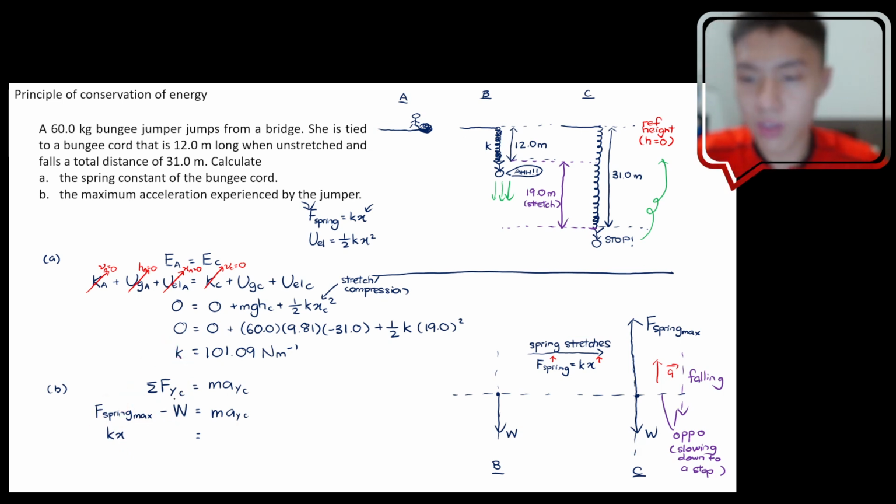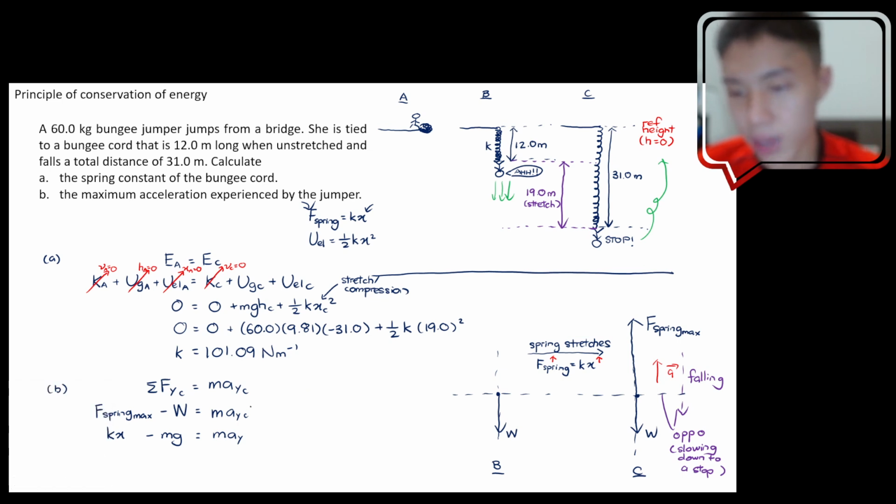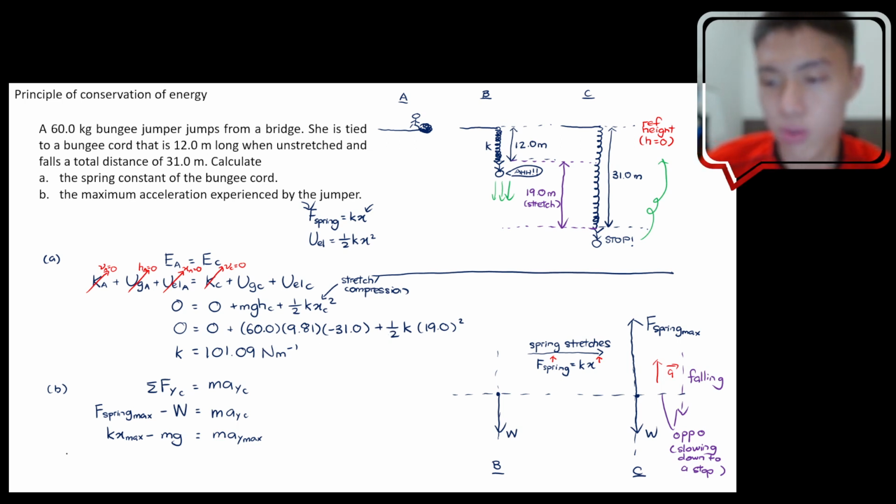Okay, continue. Minus the weight, which is equal to mg, and this will be may at C. We can change the ay over here to be just ay maximum. You can change it to be maximum here, and you can say that this is the x when it's maximum as well. So now you have already done your expansion. You can proceed with your substitution.